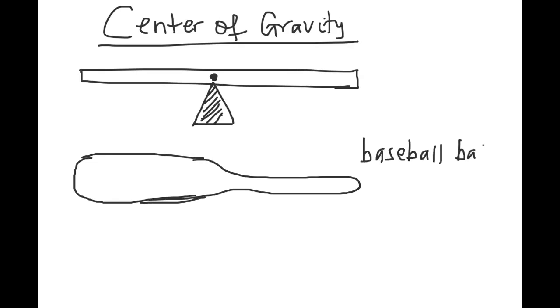For this one, if you try to balance it, you will realize that the balancing cannot happen right in the middle, but has to happen somewhere closer to the larger mass, so somewhere here. So the balancing point is not at the geometric center of the bat. You try it. If you have a baseball bat, try to balance it, and you realize that the balancing point is somewhere there. So our center of gravity is right there.